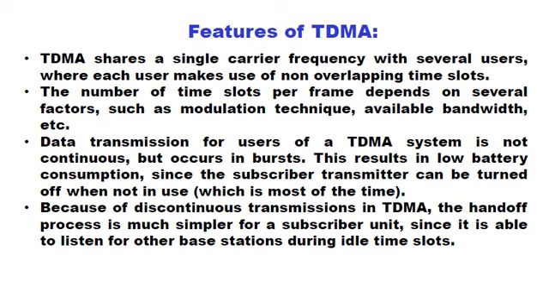The features of TDMA. TDMA shares a single carrier frequency with several users, where each user makes use of non-overlapping time slots. The number of time slots per frame depends on several factors such as modulation technique, available bandwidth, etc. Data transmission for users of a TDMA system is not continuous but occurs in bursts.